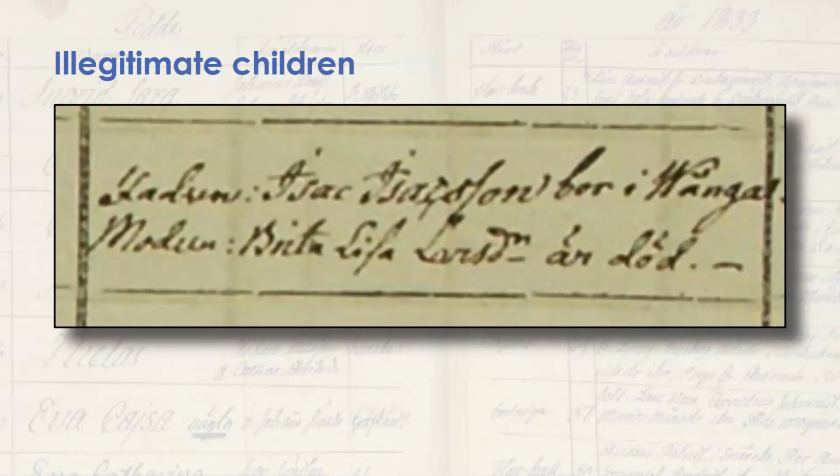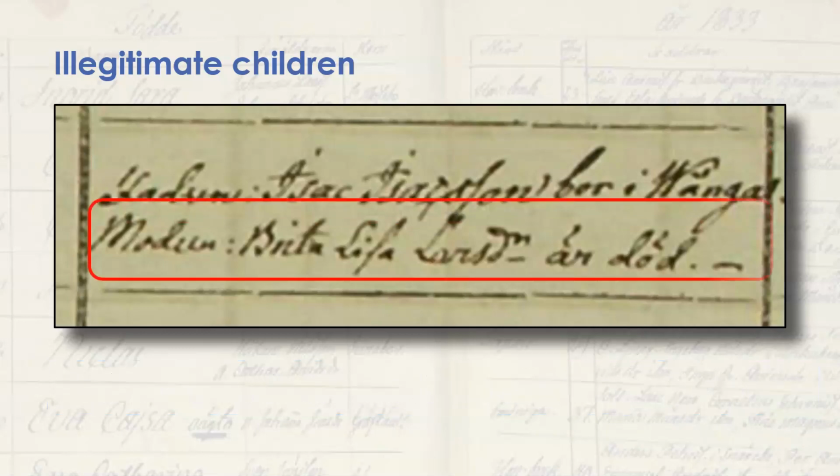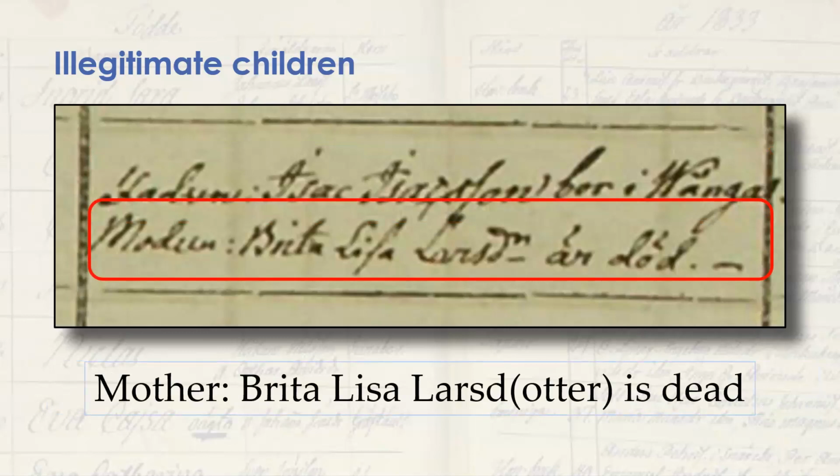Here we see that the priest noted that Johann Peter's father, Isaac Isaacson, lives in Wanga, and that his mother was dead. Now this gives me clues to where the father lived and his name. When Swedes immigrated to the United States, you will most likely find that their Swedish names were changed. However, despite popular belief, if their names did change, it was not because some official at Ellis Island did it. If the name changed, it was because of the person themselves or their parents.